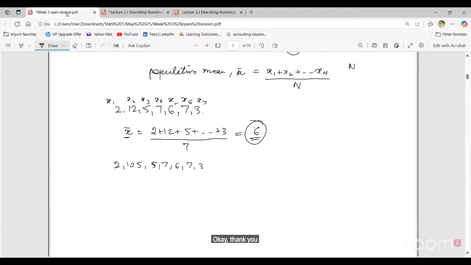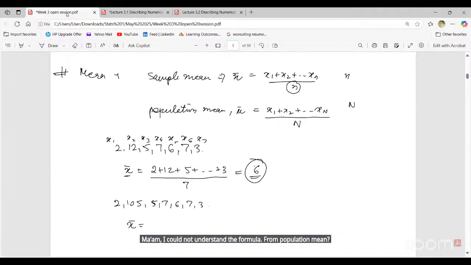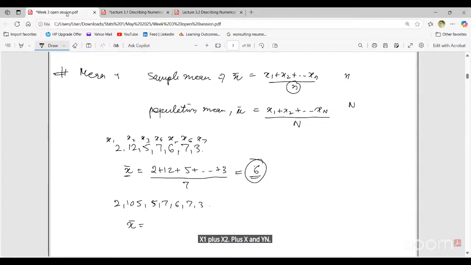I mean, for the sample mean, should the denominator not be n minus 1? In the lecture, it was there, I think. No, it's a different concept. Ma'am, I could not understand that formula. What formula? Population mean is x1 plus x2 plus up to xn, divided by n. It's just the average, the simple mean formula.